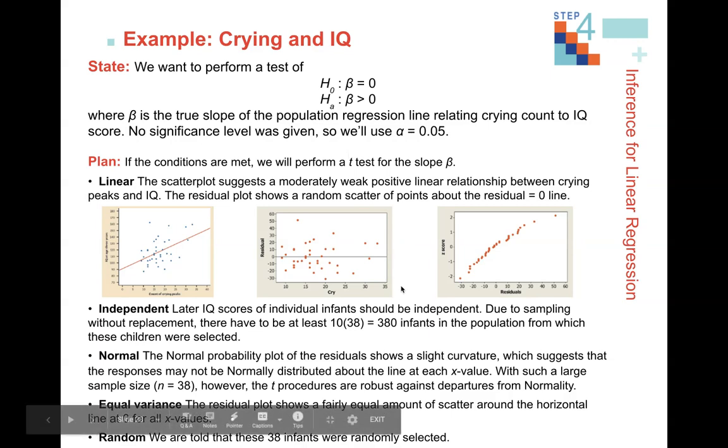Plan, again, is the 5 LINER conditions. Here's what I like to see. I like to see the normal probability plot of the residuals against the Y's. You can do it against the Z's also. They did residuals against the Z's. But if you do it against the Y's, you're going to see a very linear pattern as well. For equal variance, you want a roughly equal variation about the 0 line.